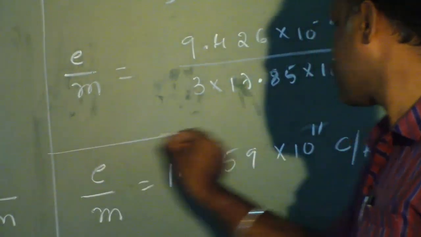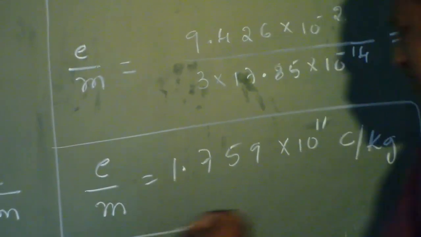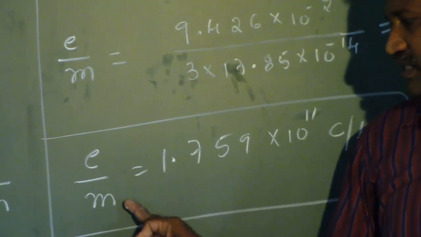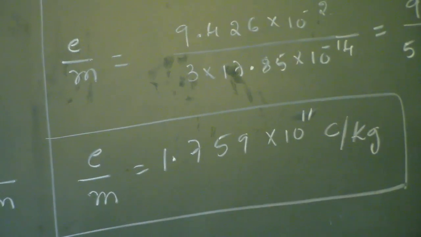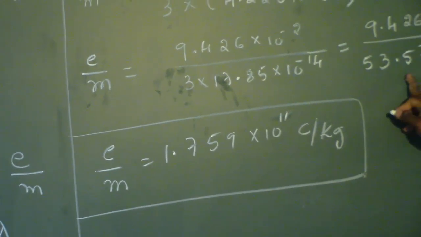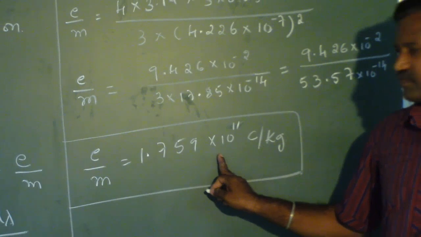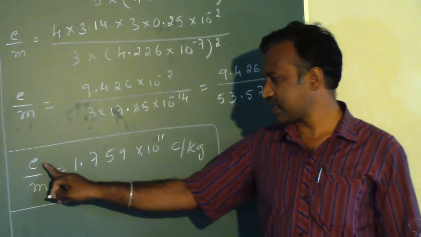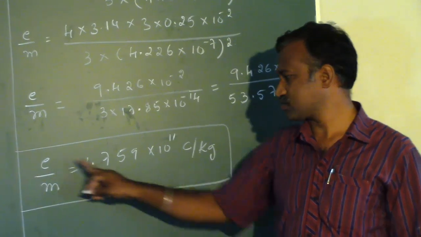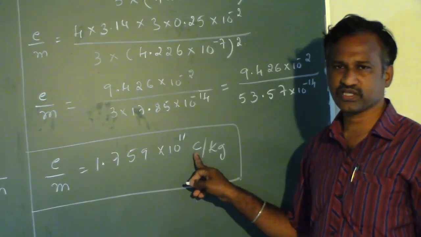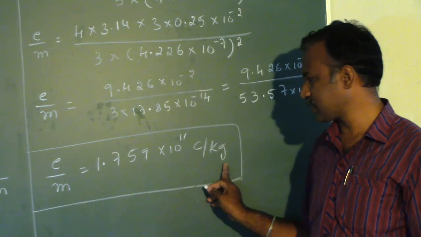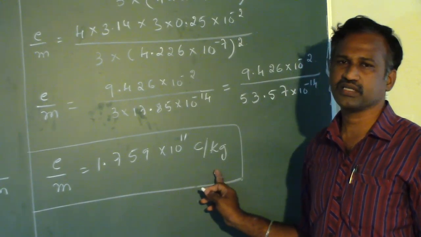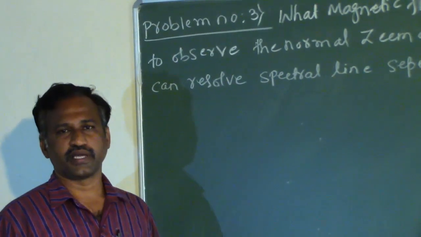Okay, so this is what we needed. We had to find out the specific charge ratio, which is e/m. So if you divide this value by this value and simplify, the final answer will be 1.759 into 10 to the power of 11. Since here we have the charge of electron, the unit is coulomb, and mass is in kilogram, so the unit will be coulomb per kg. So this is the solution for the second problem. Let us move on to the next problem.